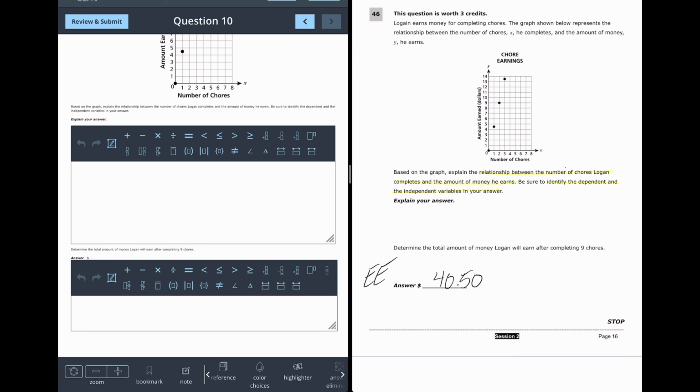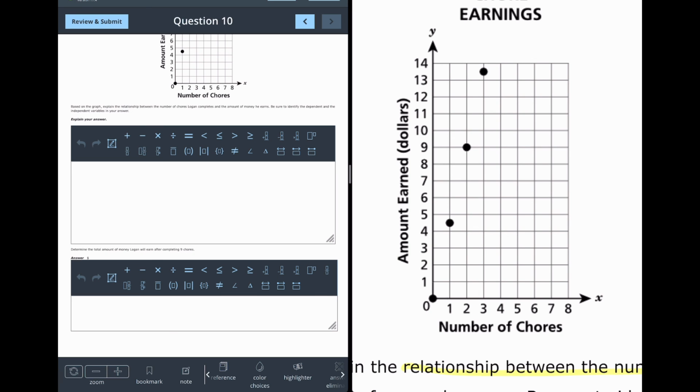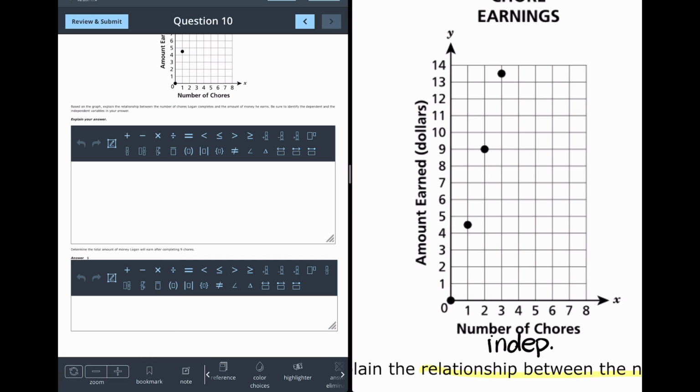Okay, so what can I see on this chart? I'm making it bigger just so we can see it. I can see the number of chores is here on the bottom. Oftentimes, this is the independent variable. So whatever chores he does doesn't change the amount of money he earns. The amount of money he earns completely depends on his chores. So this is dependent. Again, the amount of money he earns depends on the number of chores. That's how I would read this, and I would say it just like that. The amount of money earned depends on the number of chores.